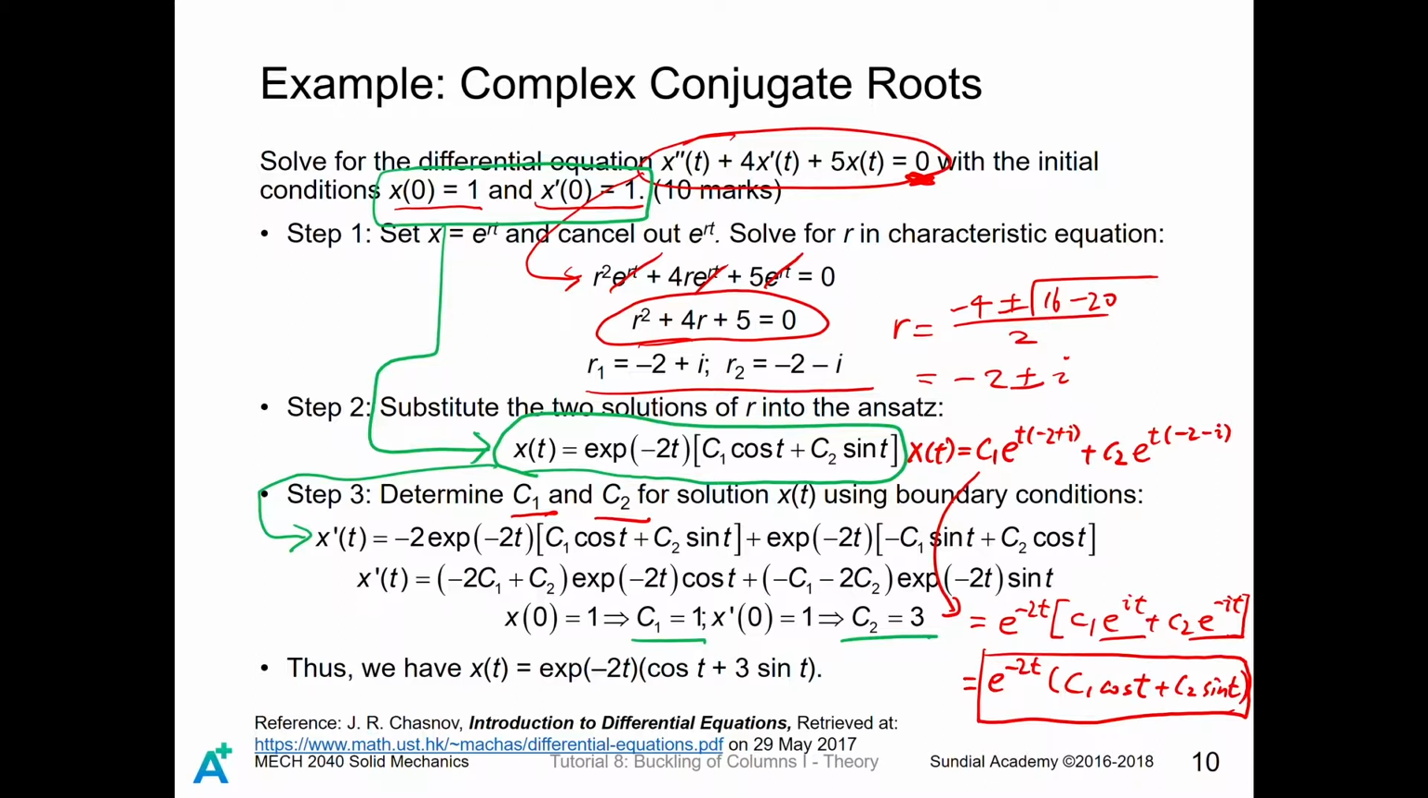After solving for c1 and c2, now you can get the exact solution of the second order constant coefficient homogeneous ordinary differential equation, which is exponential of minus 2t, and inside the bracket it will become cosine t plus 3 sine t. That is the solution of this problem. Superposition will always occur in our later derivation of the column equations. So this is just a warm-up to provide you some basic ideas on what differential equations are and how we could solve them.